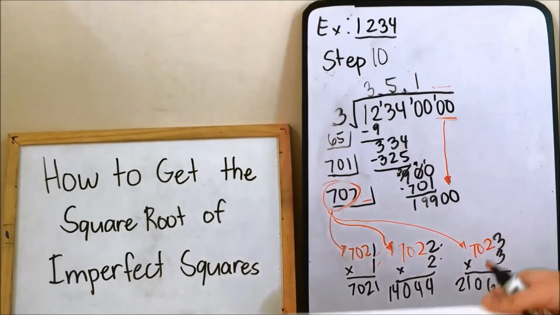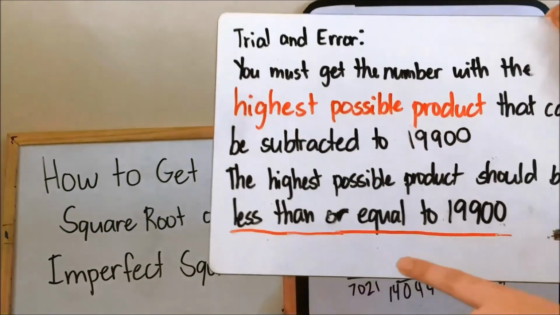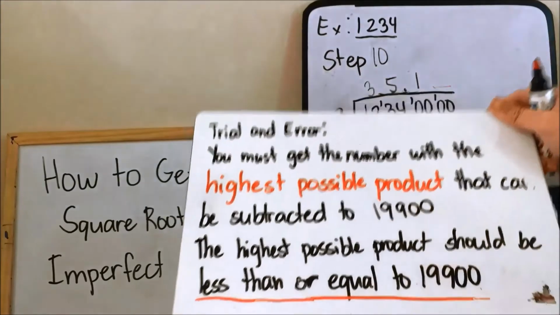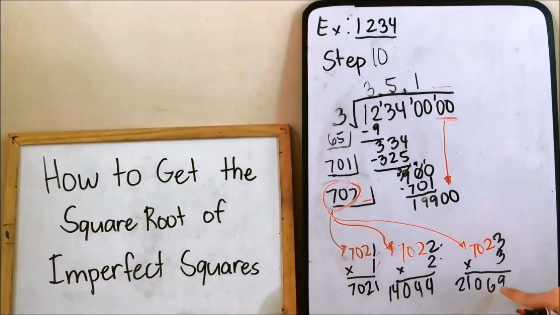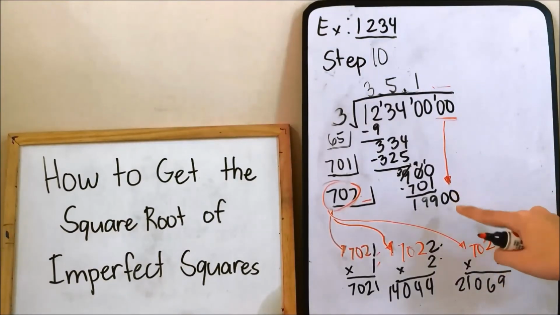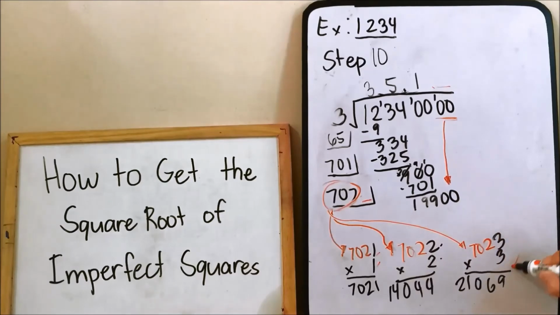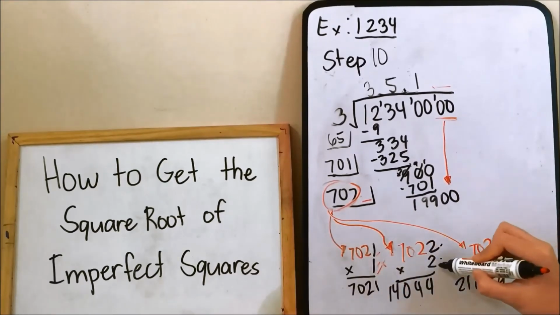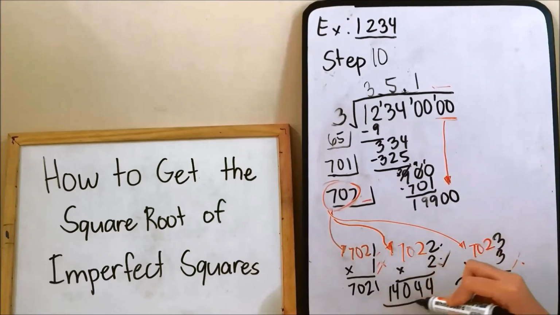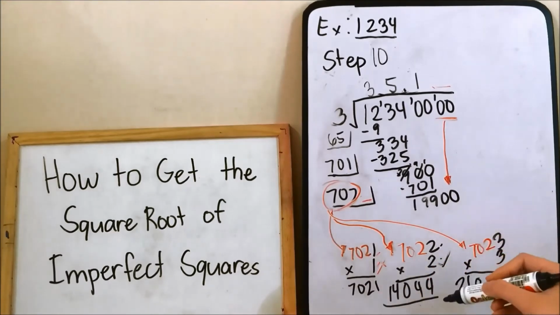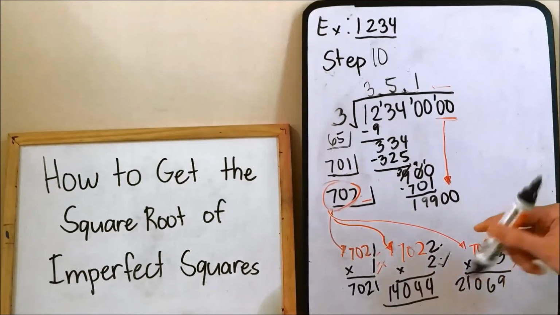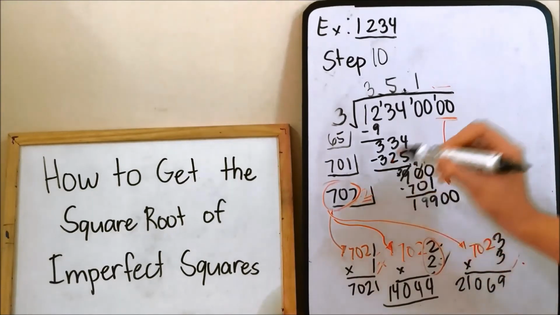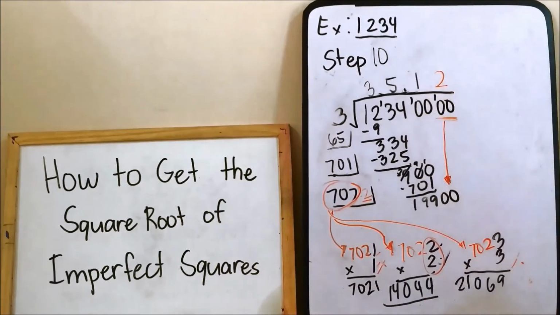And let's try 3. Remember that the numbers here must always be the same. 21,069. So it is a very high number, but it is not less than or equal to 19,900. See that 21,069 is greater than 19,900. So this cannot be our number, these two. So our number is here. Our product is 14,044 and our missing number is 2. So we'll be writing 2 over here and 2 at the top.